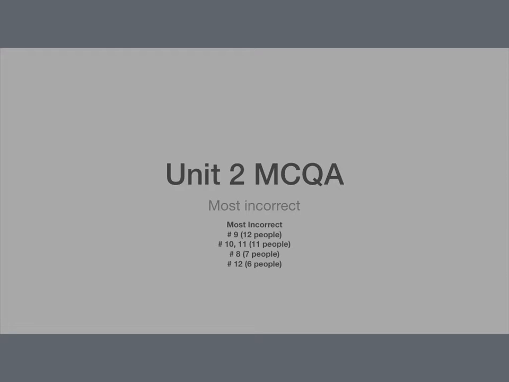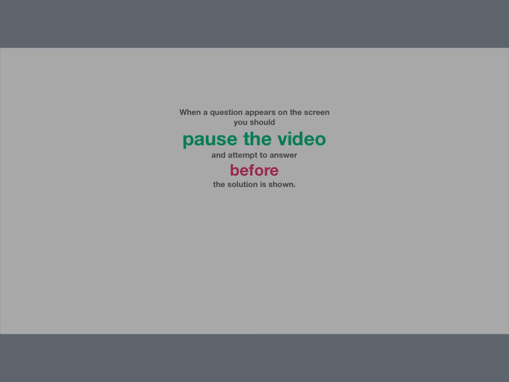These are the answers to Unit 2 Multiple Choice Quiz A. As you can see, there were 5 problems that gave people the most trouble. By now you know the routine. Pause, try it again, watch the answer.